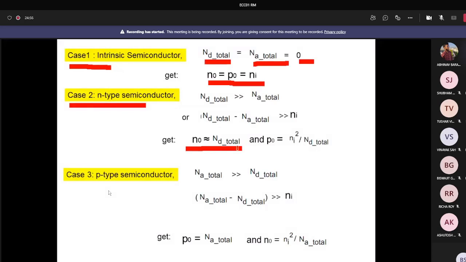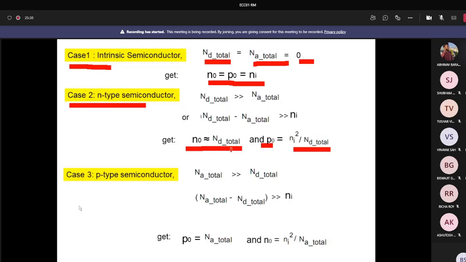Per cubic centimeter. So this is the concentration in your hand, Nd total, so that a device engineer, according to his device, can tune the carrier concentration of the n-type semiconductor. And p0 is equal to, as you already know, n0 into p0 is equal to ni square, so p0 is ni square by Nd total, for n-type semiconductors. For intrinsic semiconductors n0 p0 is equal to ni square. For n-type semiconductor, n0 is equal to Nd total.